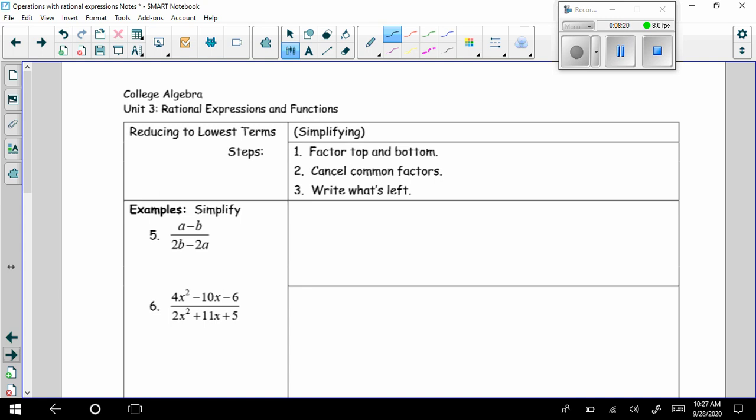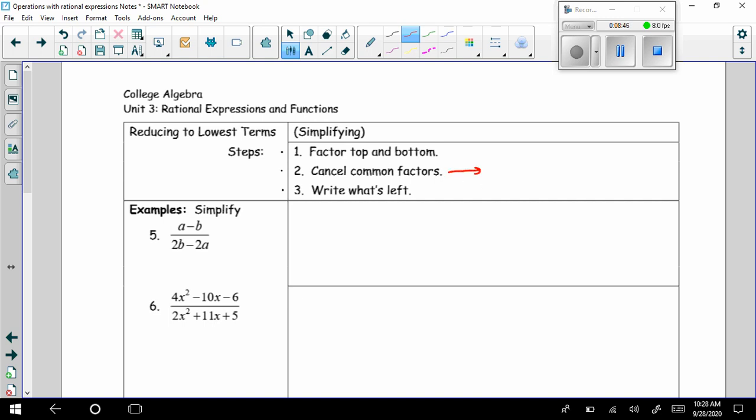Okay, so we're going to go through some operations with our rational expressions. So before we go into adding, subtracting, multiplying and dividing them, let's look at just simplifying them. So you're going to follow this step by step. Factor everything. If it factors, factor it. Cancel out common factors, and this is like 1 on the top and 1 on the bottom.